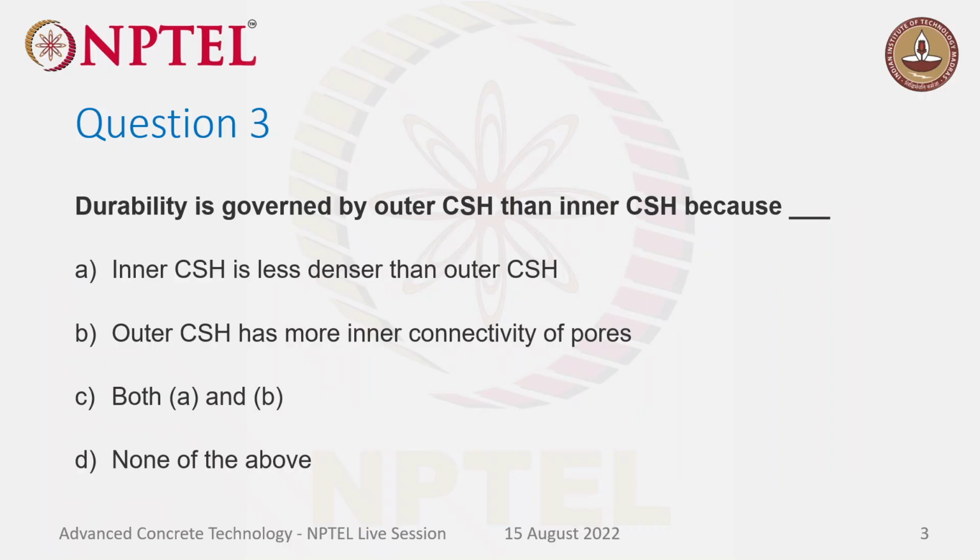Let's move to question 3. Question 3 is: durability is much governed by outer CSH than inner CSH. This is a proper statement. They're asking the reason why it is so. There are 4 options. Option A is inner CSH is less dense than outer CSH, option B is outer CSH has more interconnectivity of pores, option C is both A and B, and option D is none of the above. Please give your answer in polls so that we have a gross response from the class, whether you understood the question or not.